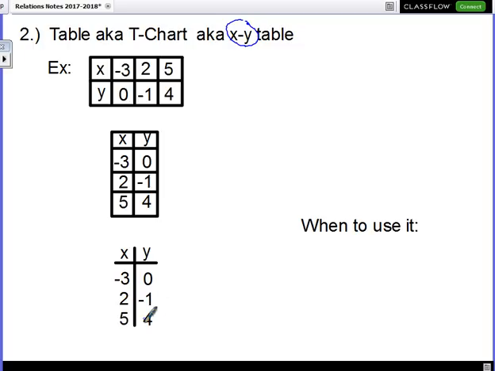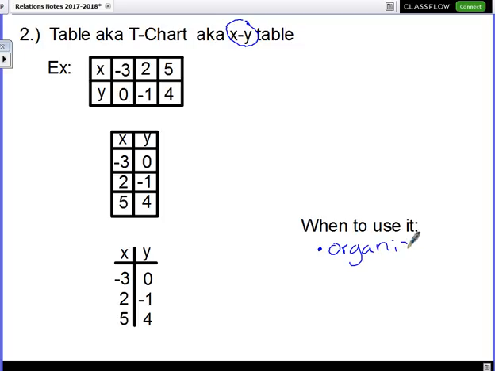It's a little bit difficult if your handwriting is kind of messy because you may mix up the ordered pairs and not necessarily have them right next to each other. So if you're one of the messy handwriting people, it may be a good idea to stick with tables instead of T-charts. We're going to use this the most often because it is the easiest way to organize our data.